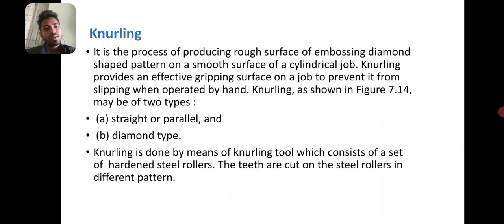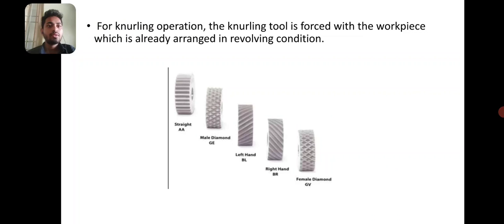Knurling is done by means of knurling tool, which consists of a set of hardened steel rollers. The teeth are cut on the steel rollers in different patterns. For knurling operation, the knurling tool is forced against the workpiece which is already arranged in revolving center.